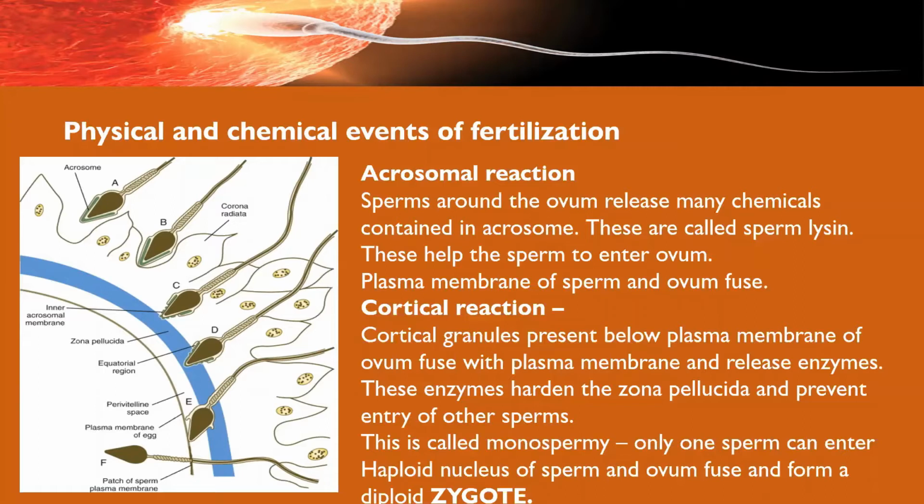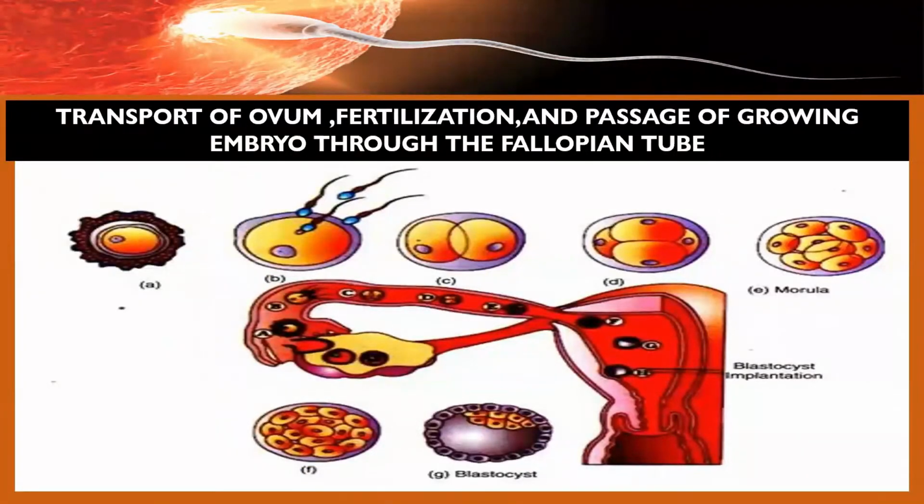After this, the haploid male nucleus and the haploid female nucleus. When the sperm was entering into the ovum, the ovum, which was in the secondary oocyte stage, got the stimulus to complete the second meiotic division, and then it formed the ovum. So now this female nucleus and the male nucleus fuse and form a diploid structure, the zygote. This zygote is the beginning of a new life.